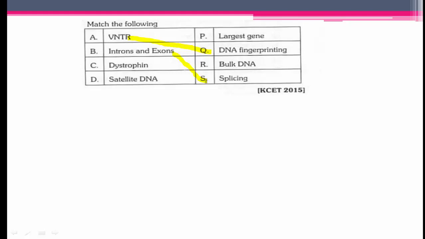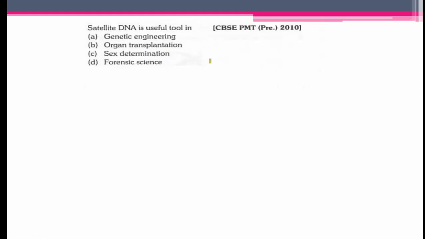Then dystrophin. Dystrophin is the largest gene so far known, identified in the Human Genome Project. And satellite DNA is bulk DNA. So this is the match the following question from the 2015 KCET paper.